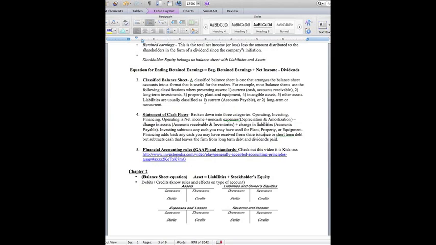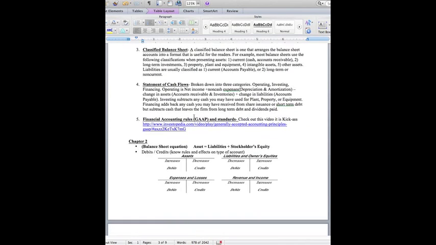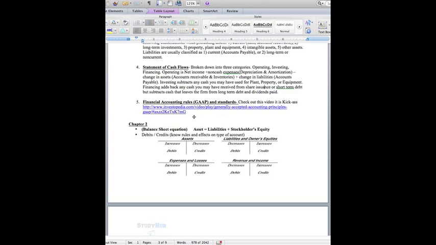All right, let's move on to the statement of cash flows. I briefly touched on this, but basically it's broken down into three categories: operating, investing, and financing. I gave you guys some pretty detailed information. So operating is net income. I told you net income is a part of the operating section in the statement of cash flows. So operating is net income plus non-cash expenses. This is where I talked about depreciation and amortization.